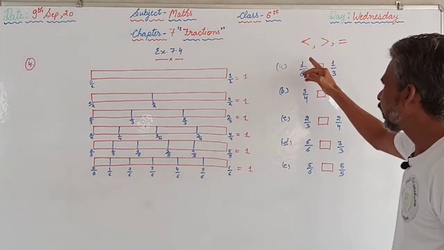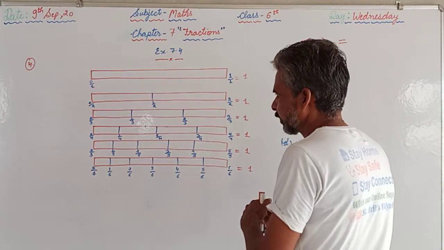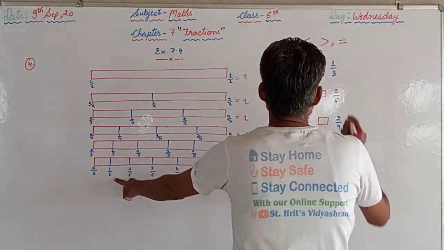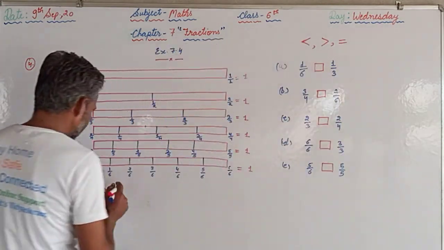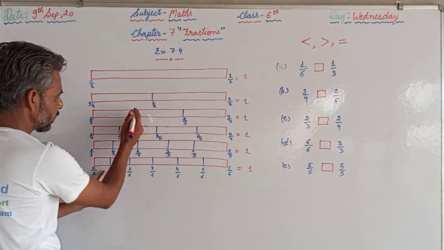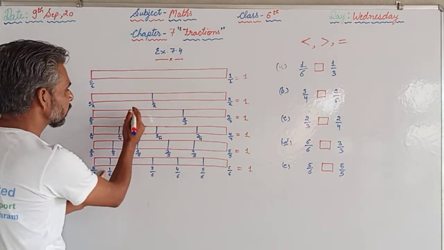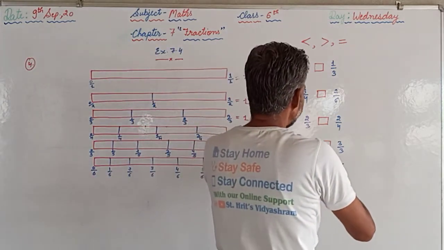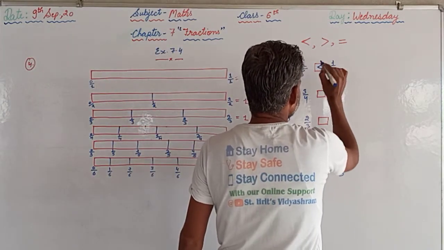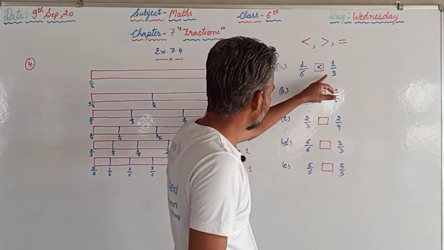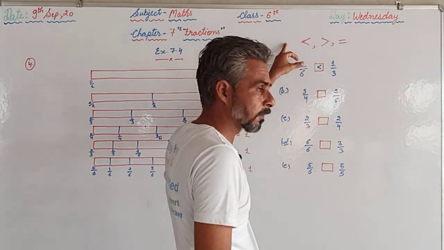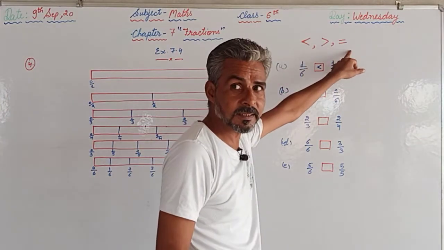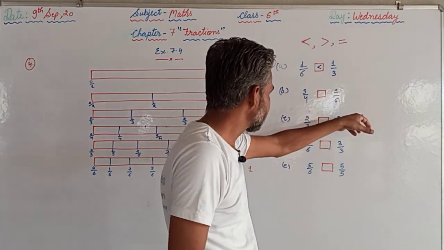So first of all, 1 upon 6, where is 1 upon 6? 1 upon 6 is here, and 1 upon 3 is here. Which one is on the right hand side? 1 upon 3 is on the right hand side, so that will be greater. We can check, we can cross multiply also. 3 ones are 3 and 6 ones are 6. 6 is greater, that's why this fraction will be greater.